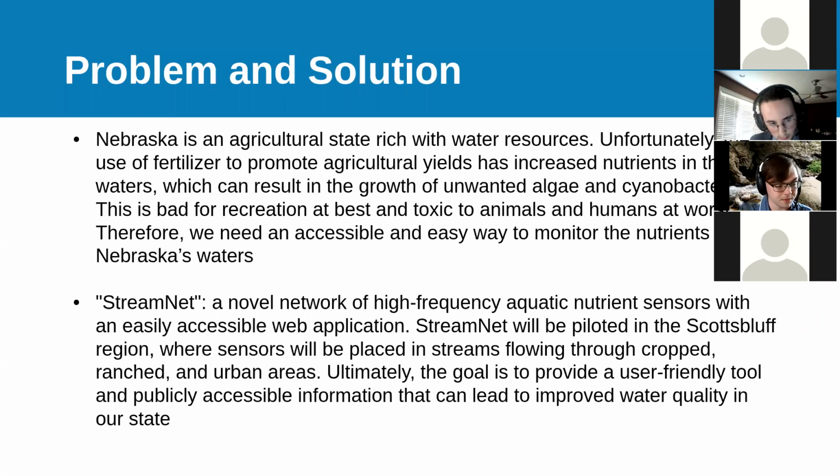And so the solution is StreamNet, a novel network of high-frequency aquatic nutrient sensors with an easily accessible web application. StreamNet will be piloted in Scottsbluff and the region around there in western Nebraska, where sensors will be placed in streams flowing through cropped, ranched, and urban areas. Ultimately, the goal is to provide a user-friendly tool and publicly accessible information that can lead to improved water quality in our state.